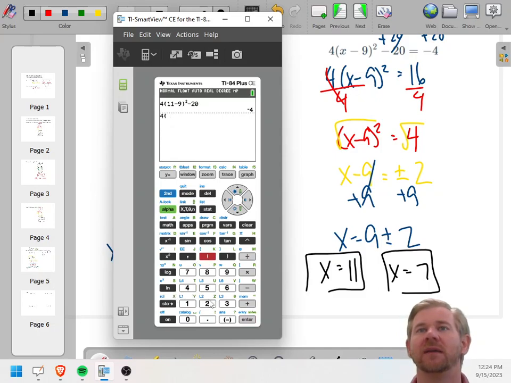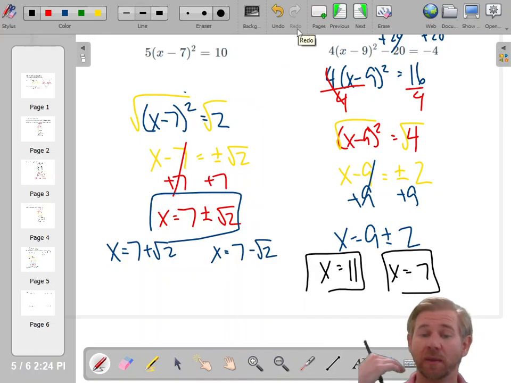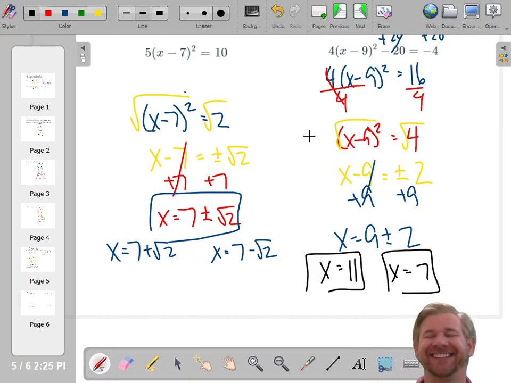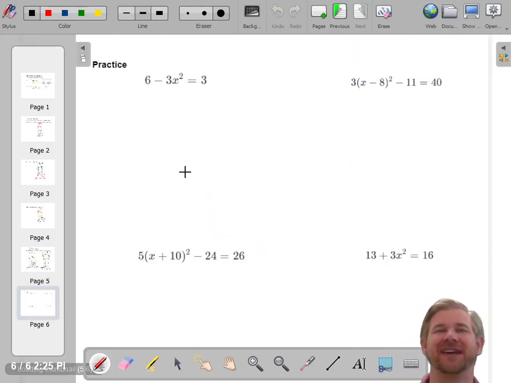Good. 4 times 7 minus 9. The other one is 7. Minus 20. Okay, so if I plug in 7 and actually type it in correctly, I should get negative 4. Sweet. All right, I know I did it right. But it is important that you practice checking them, and sometimes you catch mistakes. I did them right, but I just checked them wrong. Let's do the practice problems now.